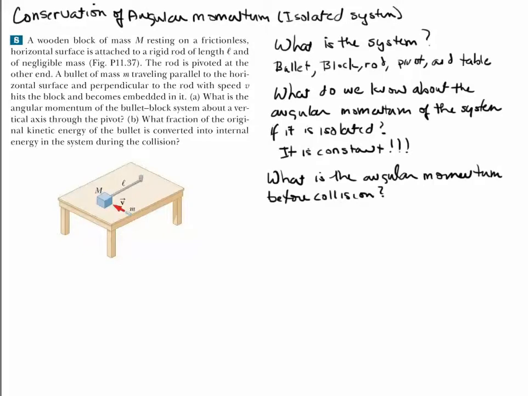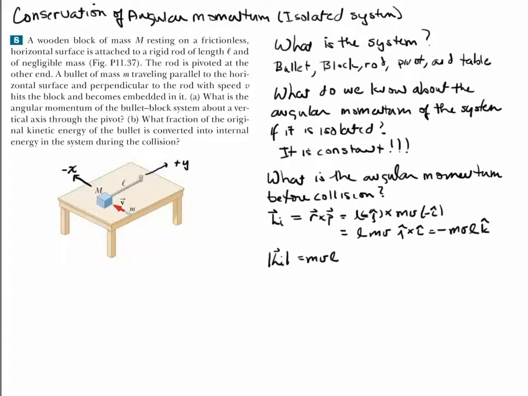What is the angular momentum before collision? We recall that the angular momentum is defined as r cross p, the cross product of the lever arm or the direction arm crossed with the momentum. Using unit vector notation, we can write that and we find out it's equal to minus mvL k hat. And we can see that because it produces a clockwise rotation looking down on the xy plane. The magnitude is given by mvL.